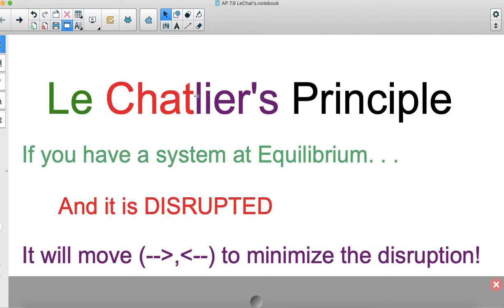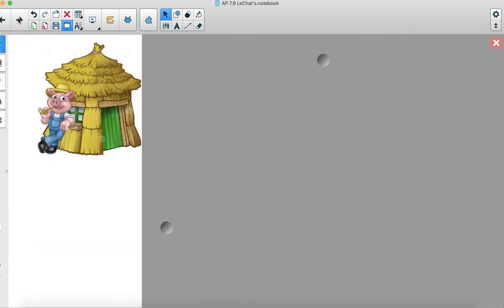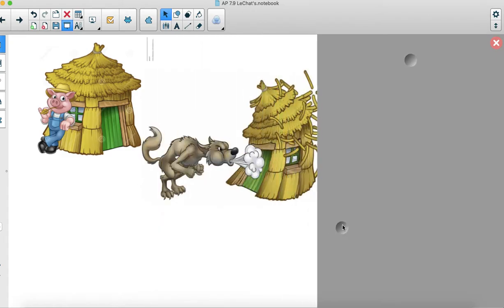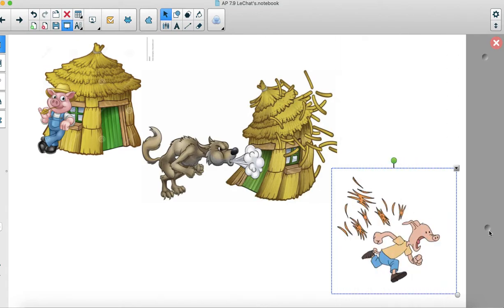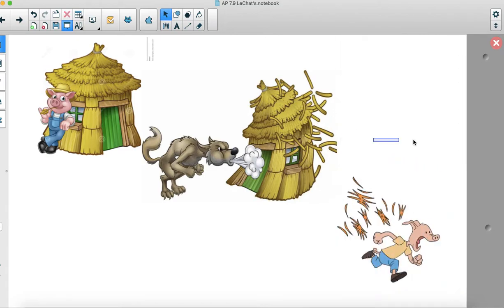The title of this unit is Le Chatelier's principle. All right, now that we've paused and given you a chance to write that down, let's move on. Here's an example. Little pig, he's at equilibrium. Uh-oh, the wolf blows the straw house down, and then he has to move. He has to go, in this case, forward.